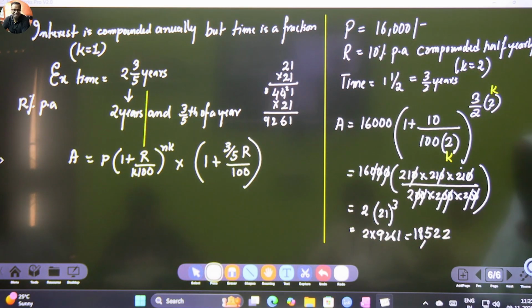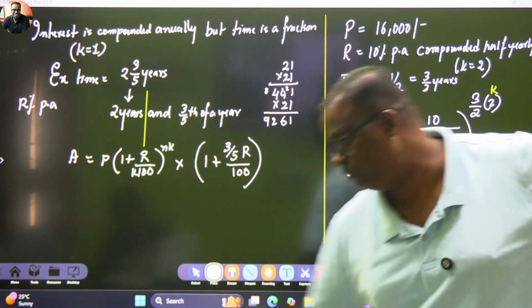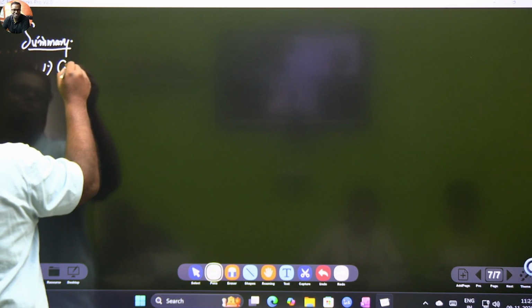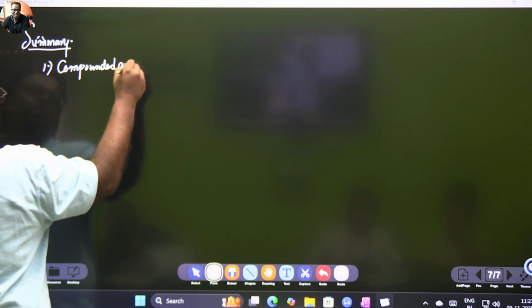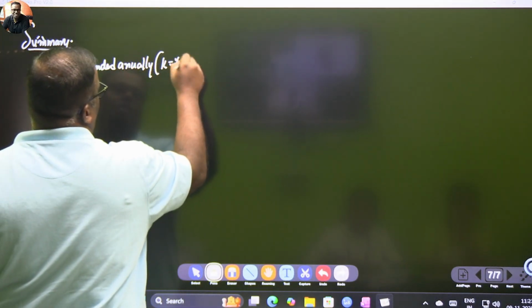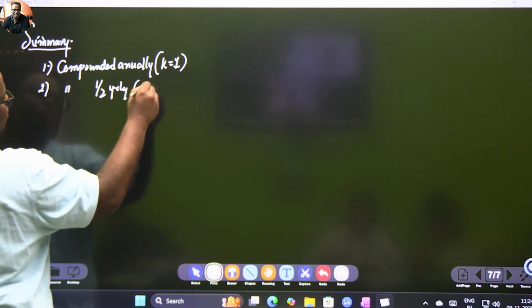So a quick summary before we proceed to further problems, okay? What all did we learn so far? This is important. Make a note of it. Number one, compounded annually, which means K is equal to 1, right? And compounded half yearly, K is equal to 2. All right.